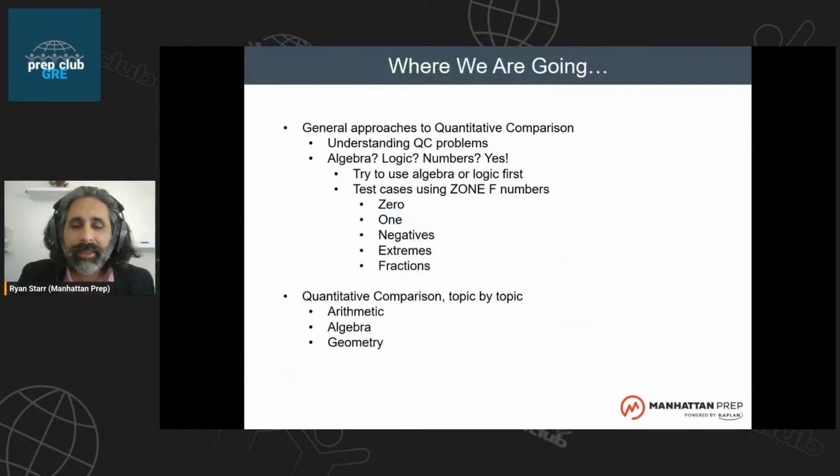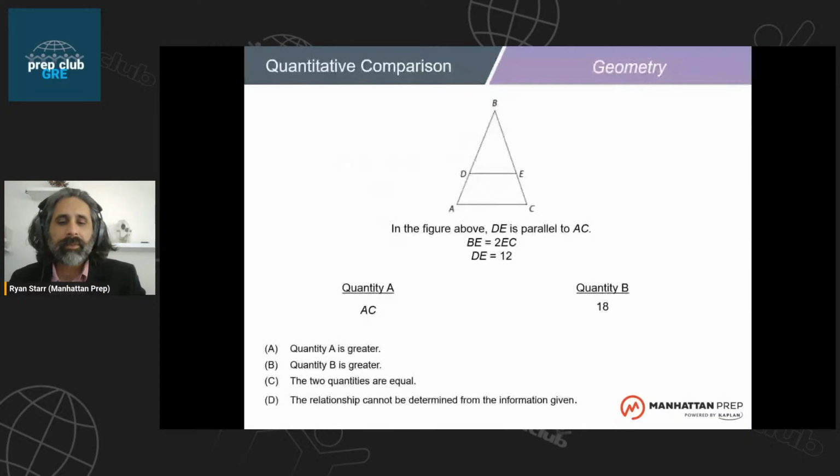Next topic. We're getting close, y'all. Geometry. So the thing about geometry in quantitative comparison is you can't necessarily trust the way the figure is drawn. Now, sometimes you can, right? But you never want to assume that a figure is drawn to scale. In fact, let's look at this one. Of all the options we could have chosen, this is the one we'll look at.